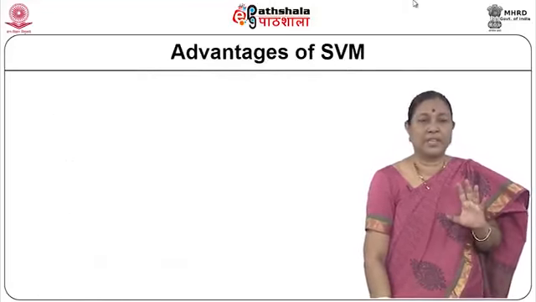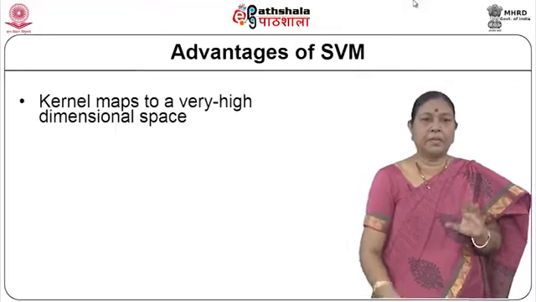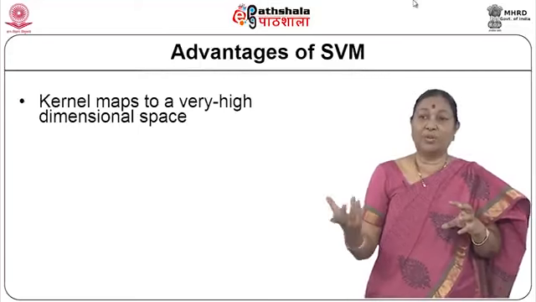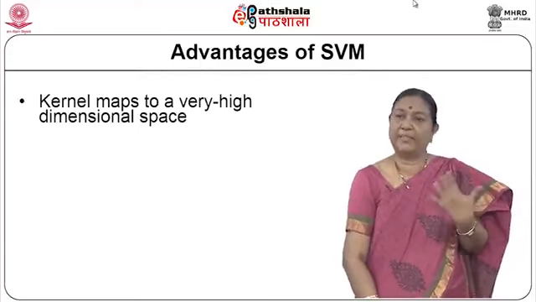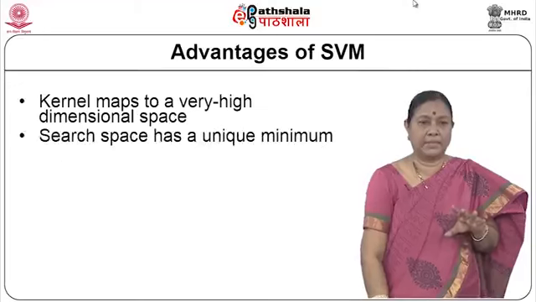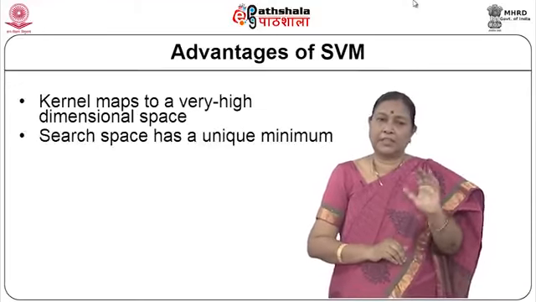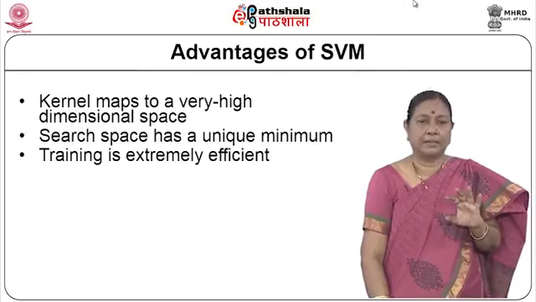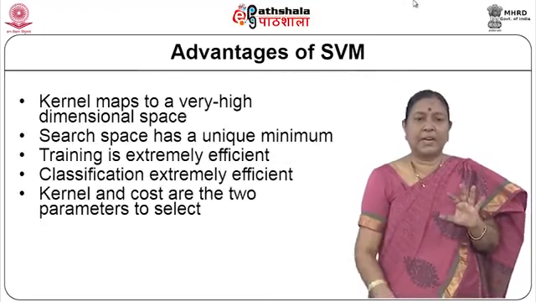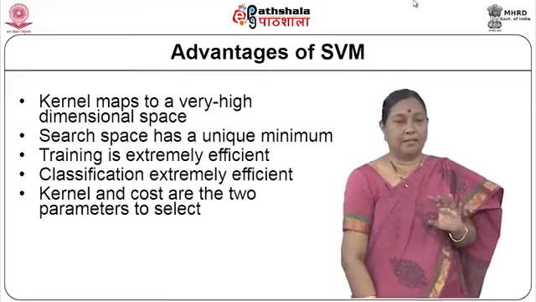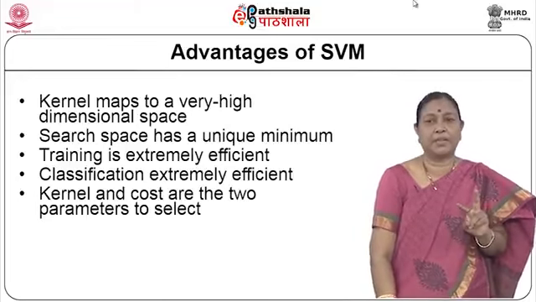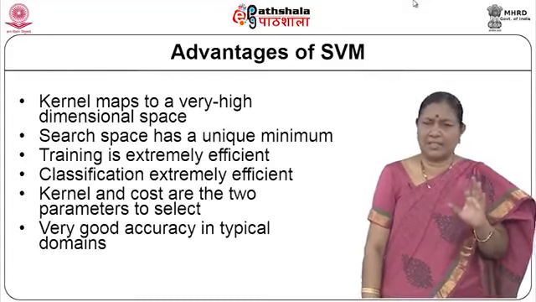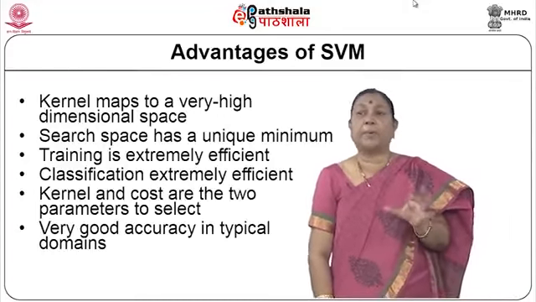Now, what are the advantages of SVM? You can use kernels to map to a very high dimensional space. How to find that kernel is a problem, but if you can find it, it can map to a high dimensional space. The search space has a unique minimum always, and training is extremely efficient. Classification is also extremely efficient. Kernel and cost are the two parameters to select, and it gives very good accuracy in typical domains. So, these are the reasons why SVM is very popular today.